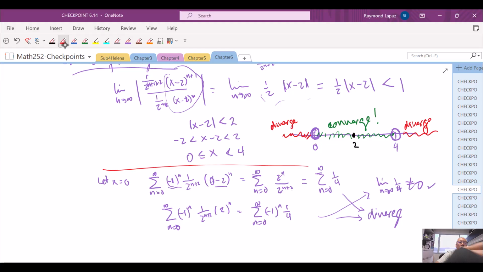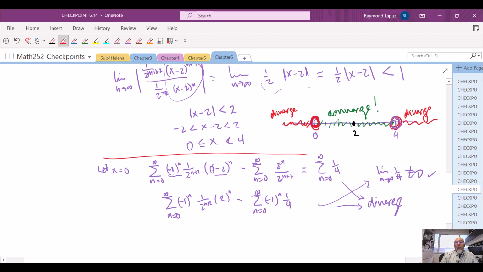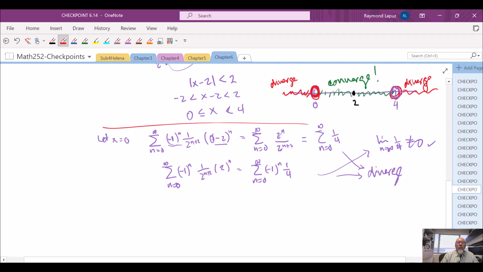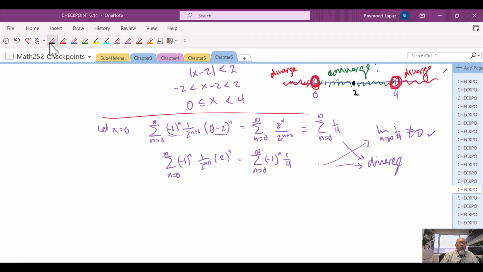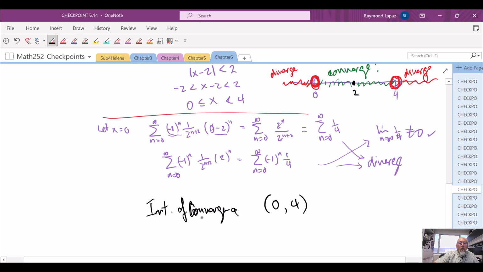So we are not able to include any of the endpoints. The endpoints will diverge for us, and so therefore the interval of convergence will be open, parentheses 0 to 4. All right, so I think that's it.